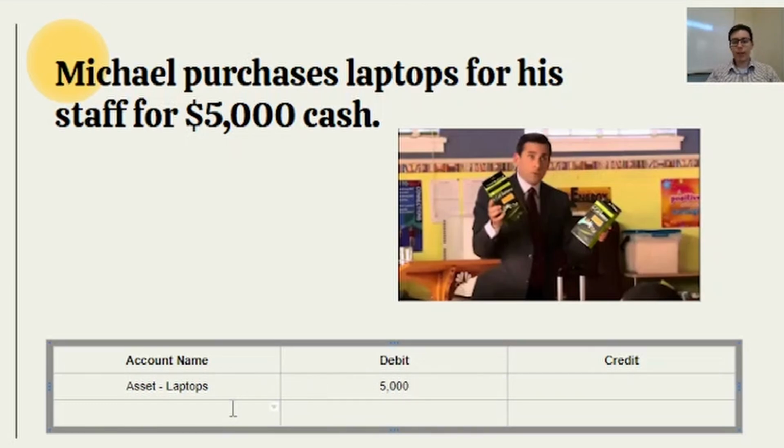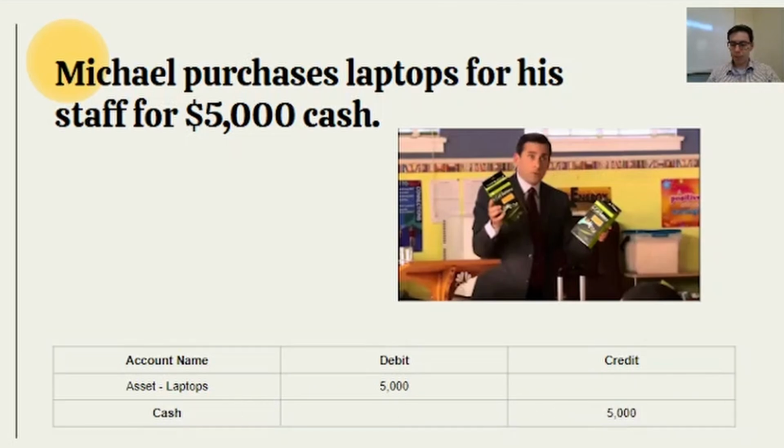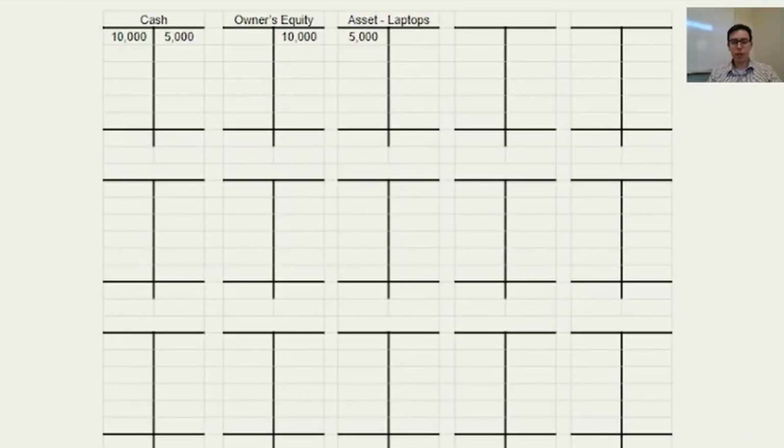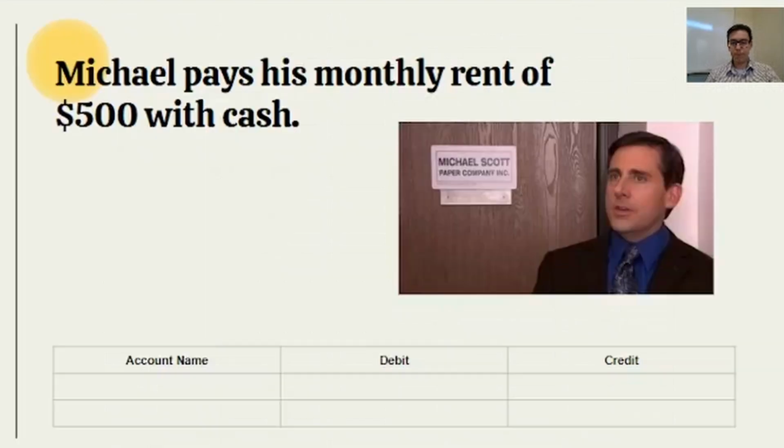And then the credit, again, since we're paying cash, cash decreases with a credit. So we will credit cash for $5,000. Okay, same thing as before. We'll put this in our T-charts. So now this time we have a credit for cash, so that goes on the right side of the T-chart, 5,000. And then we have a new T-chart for asset, laptops. That is, again, an asset account, so it will carry a debit balance, and it goes on the left side of the T-chart there for $5,000.